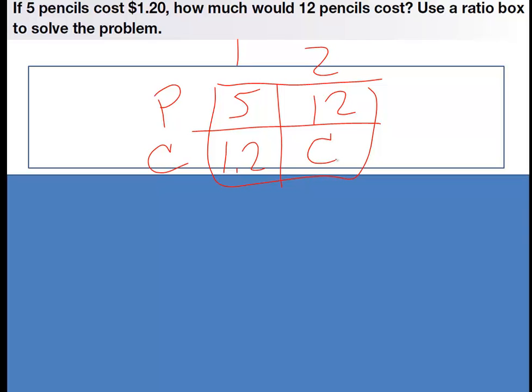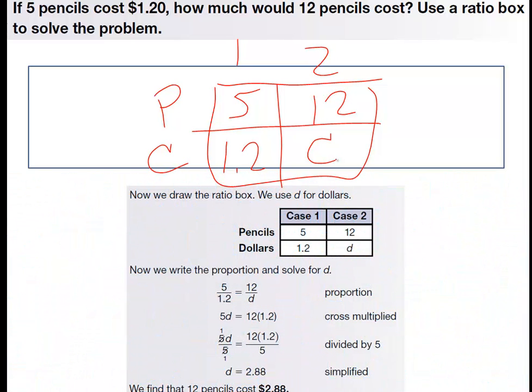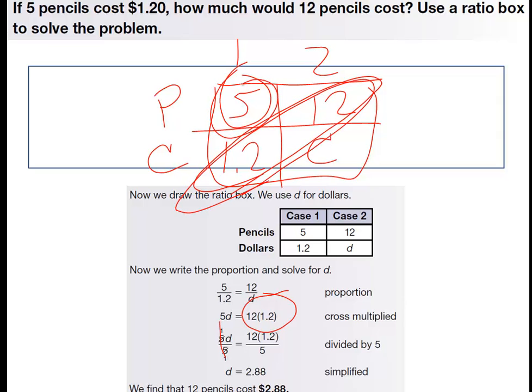Now, again, all we're going to do is cross multiply. We're going to times our 1.2 times 12 right there. And then we've got to divide by 5 because we've got to isolate. In their case, they're using dollars. I use C for cost. When we multiply these two together and divide by 5, we get $2.88.